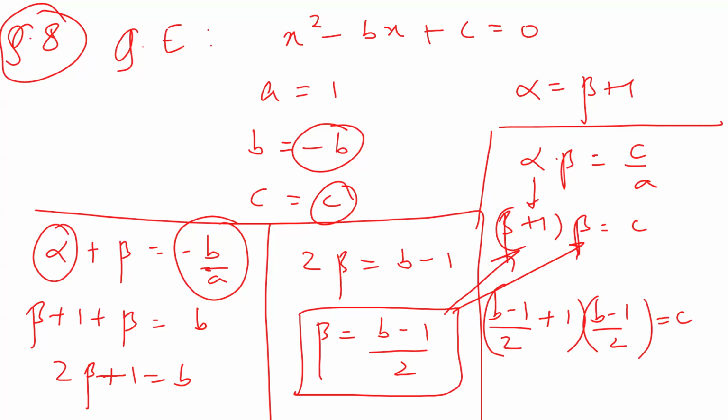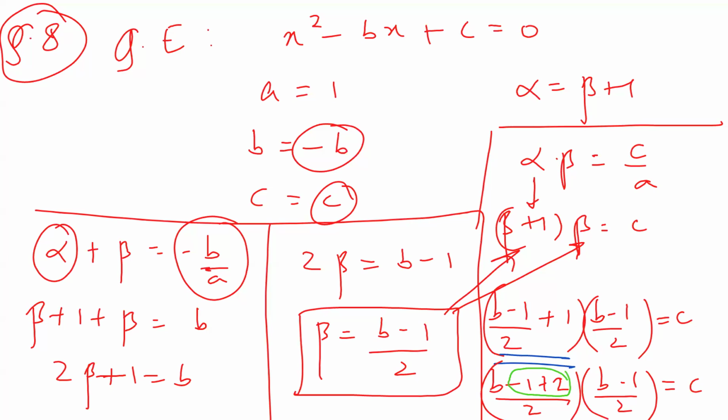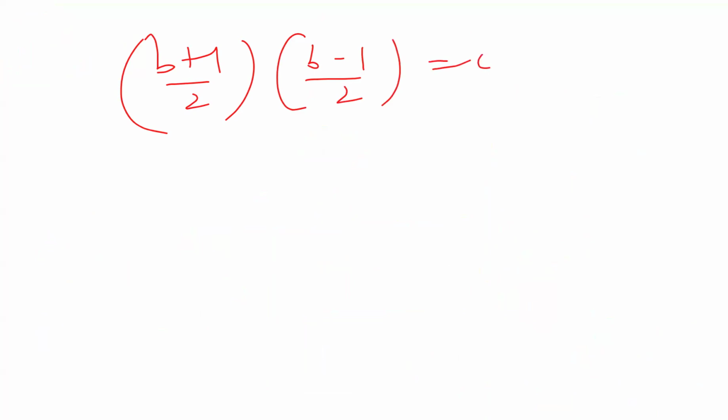So now what we are supposed to do is, in this particular bracket, we are going to take LCM. So this is b minus 1 plus 2 upon 2, and down it is b minus 1 upon 2 equal to c. Now minus 1 plus 2 is plus 1. So this is b plus 1 upon 2 into b minus 1 upon 2 equal to c.